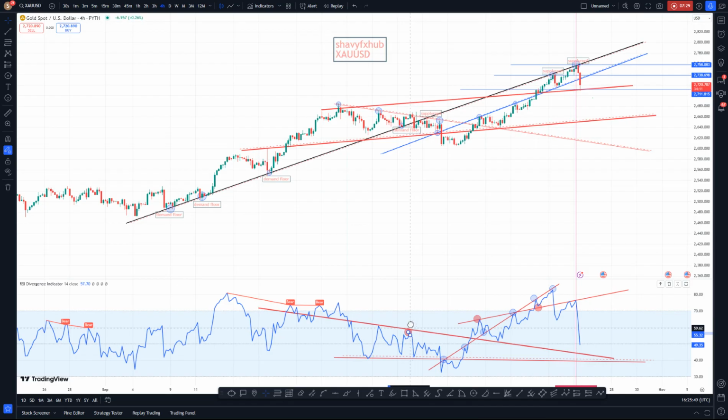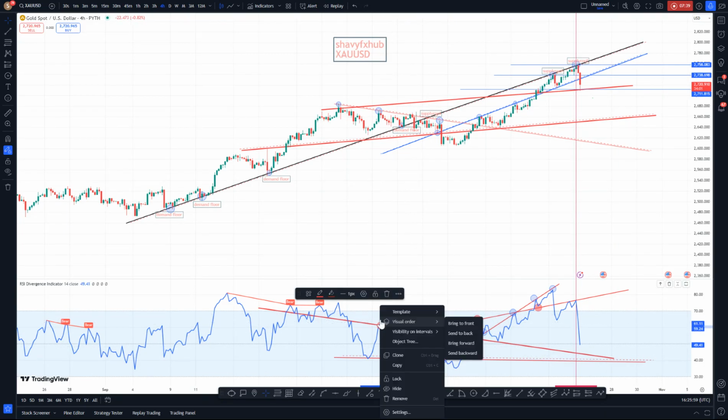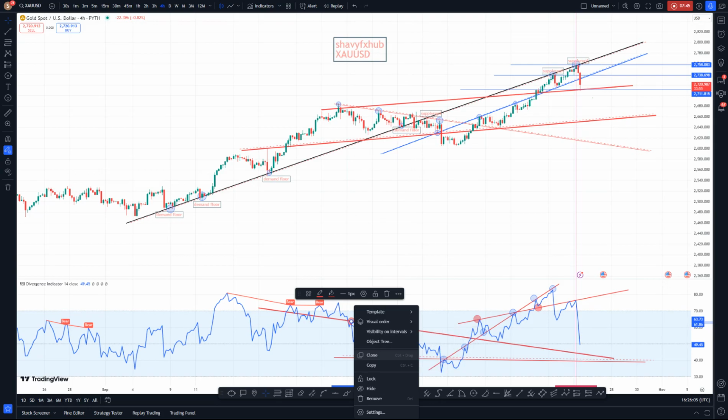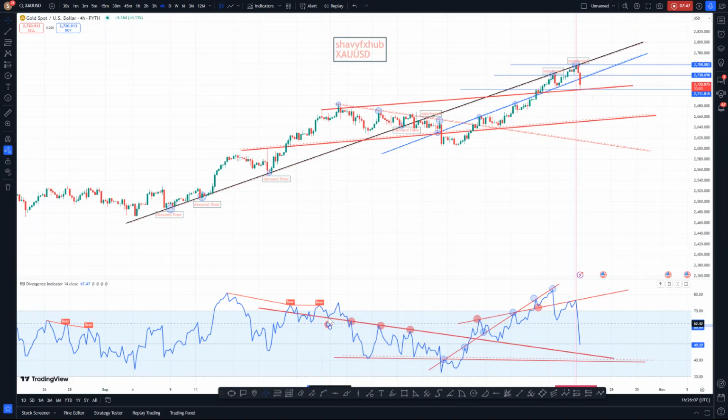We have here a resistance structure, another resistance structure, price on a supply roof, another resistance structure. We have here a demand structure, and we have here another demand structure. Only one invalidation of the strategy.